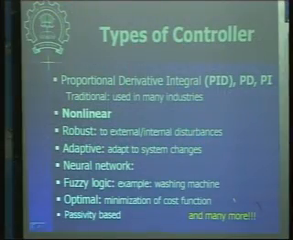Next we will see what the different types of controllers available are. Okay, there are several types. As I mentioned, it is a very vast area, so I have listed only a few of them here. Okay, first and foremost important is PID control. Okay, PI or any combination of these, PI, PD, you can use for controlling the robot. Now these are traditional, used in many industries.